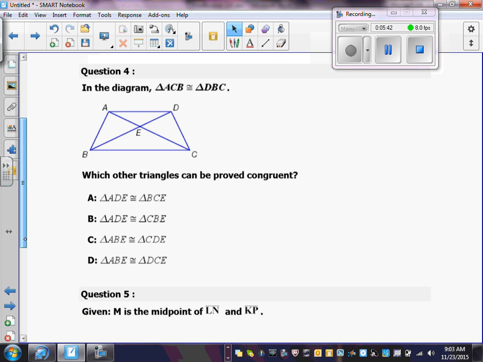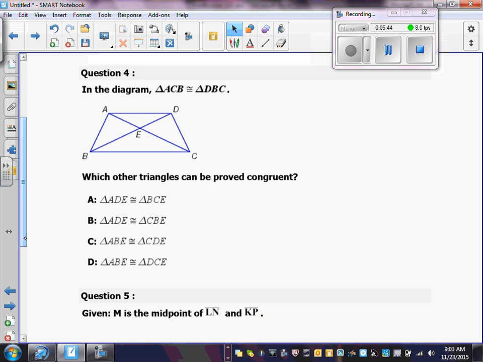All right, number 4, this is also an overlapping triangle. This one is a little bit difficult because of the way they're giving you the information. But based on what they're saying, it says ACB, I'm sorry, ACB is congruent to DBC. So these two triangles are congruent.